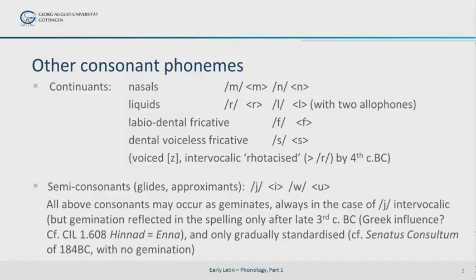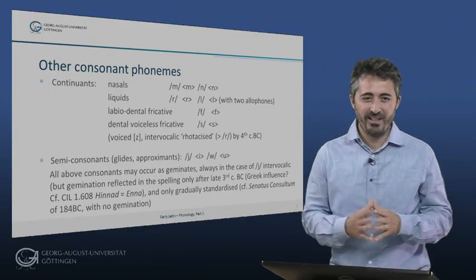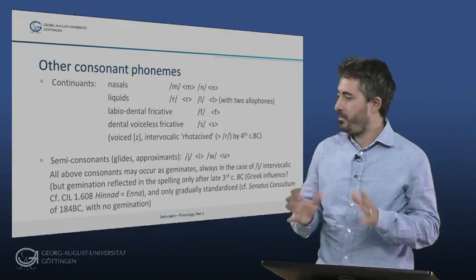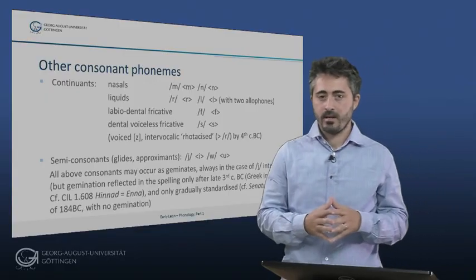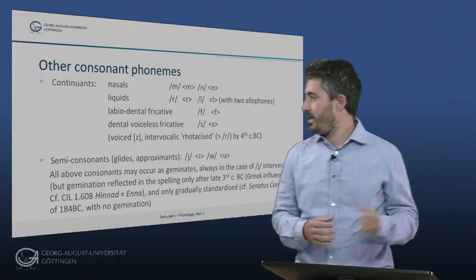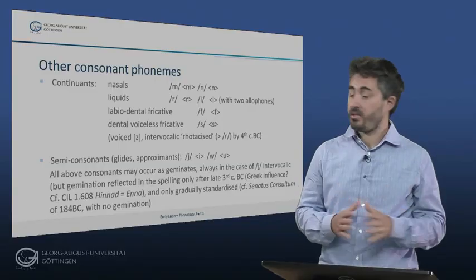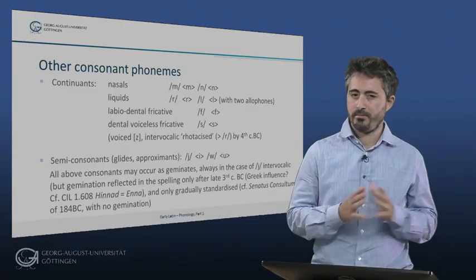Besides plosives, early Latin had two nasal phonemes, the labial M and the dental N, a rhotic R, something like that, and the lateral liquid L, appearing in two allophones. In addition, early Latin had two fricatives, the labiodental F and the sibilant S, which were always voiceless in early Latin. That's an important point.